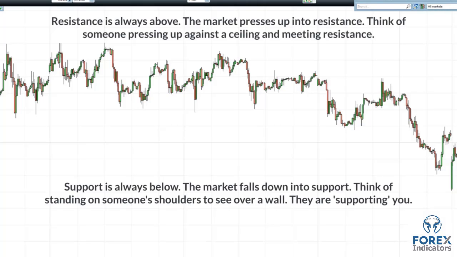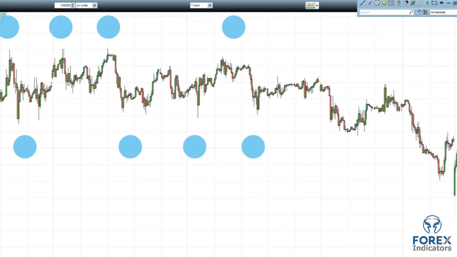Resistance is always above. The market presses up into resistance. Think of someone pressing up against the ceiling and meeting resistance. Support is always below. The market falls down into support. Think of standing on someone's shoulders to see over a wall. They are supporting you. This is the DAX on the 1 hour time frame.